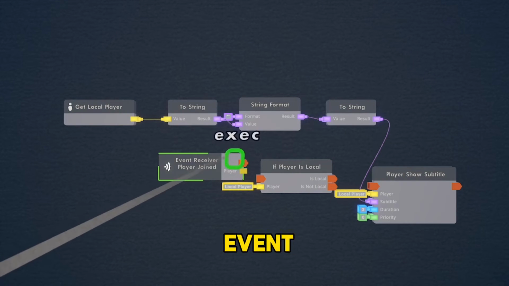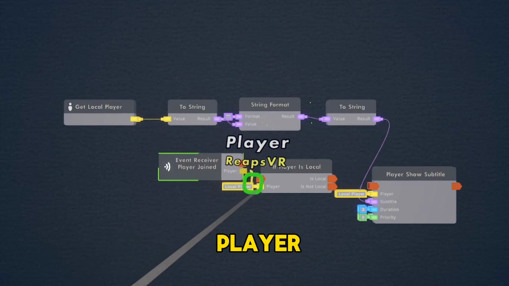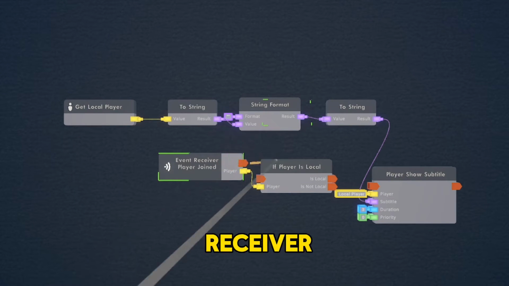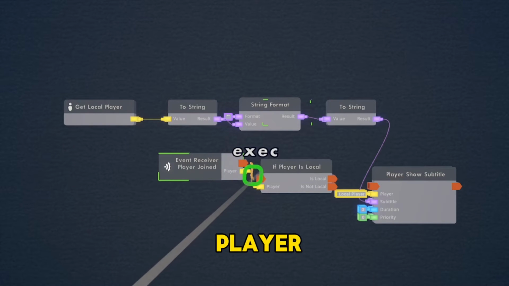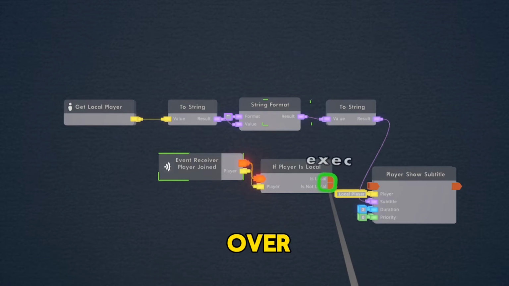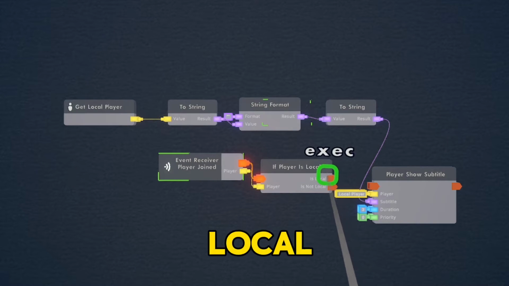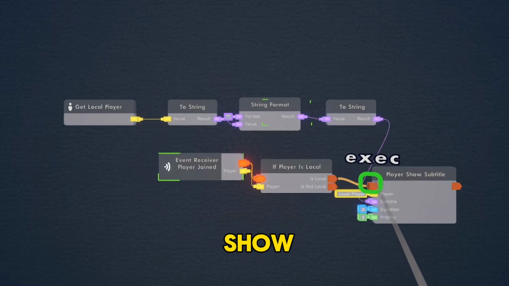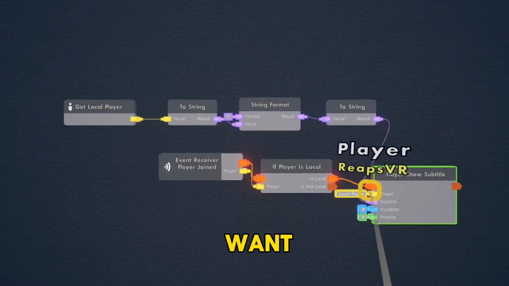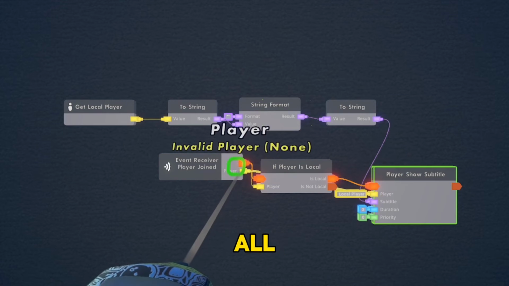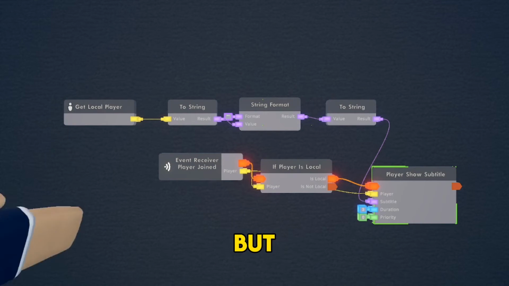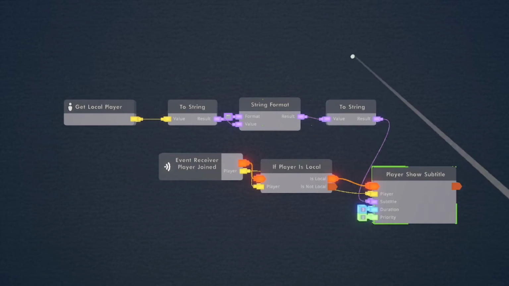So wiring the event receiver, you would want to wire the player to the if player is local. You then want to wire the EXEC on the event receiver to the EXEC on the if player is local. Then coming over to here, you want to wire is local to the EXEC on player show subtitle. The last thing you want to wire is local player all the way over here to the event receivers. Have all the wiring done, but we have to configure some things.